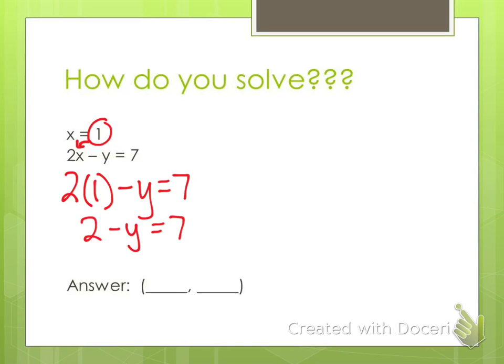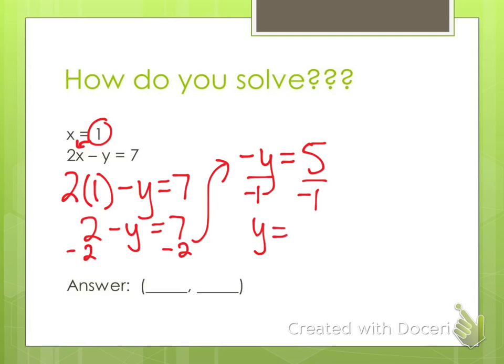Who can tell me how to continue solving this? May? Subtract 2 on both sides. I'm going to continue the problem up here. That leaves me with negative y equals 7 minus 2 is 5, but I don't want negative y, I want a positive y. So what happens? Ryan? Don't you divide by -1? We divide by a negative 1 to make that a positive y, which makes the 5 negative.